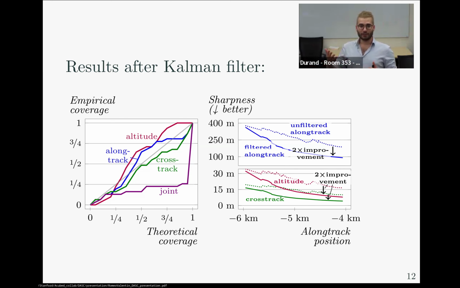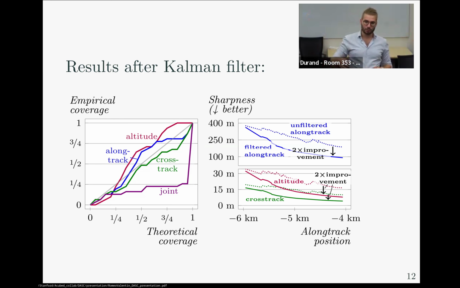we can see that the Kalman filter allows us to become much sharper. So we see the sharpness, or the amount of uncertainty, as we do the approach, first unfiltered in the dotted line, and then filtered in the solid line. And we can see that we have approximately a 2x improvement. What this means is that maybe we have an uncertainty of, let's say, 400 meters, and then after filtering 200 meters, while staying well calibrated. Great. So that's looking really good.